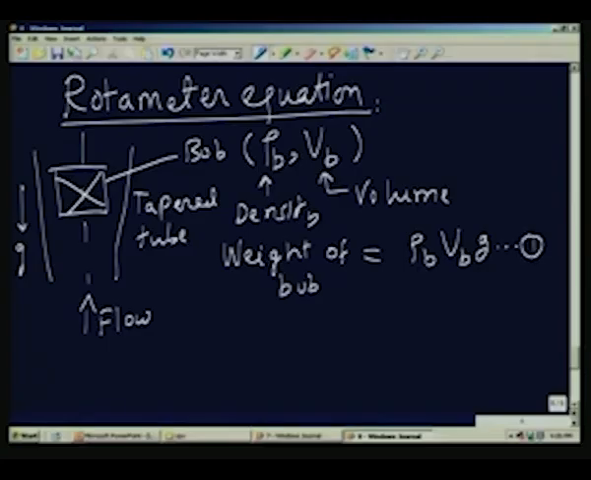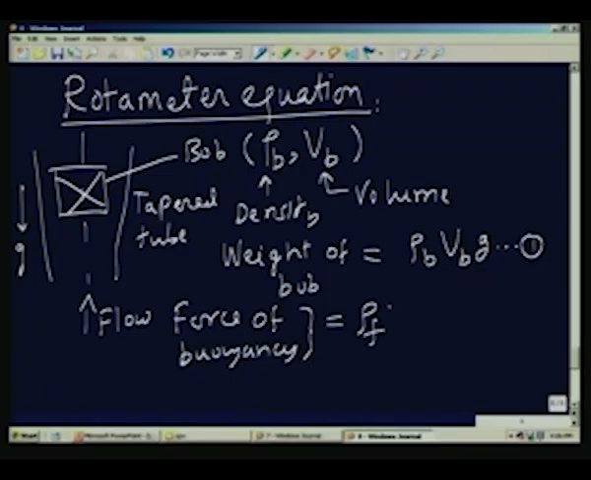What are the other two forces? I have already talked about them. The force of buoyancy will be equal to rho f into Vb into g. It is the weight of the displaced fluid whose volume is equal to the volume of the bob. So, rho f is the fluid density, Vb is of course the volume of the bob, multiplied by g gives you the second force. It is actually upwards and this is downwards.